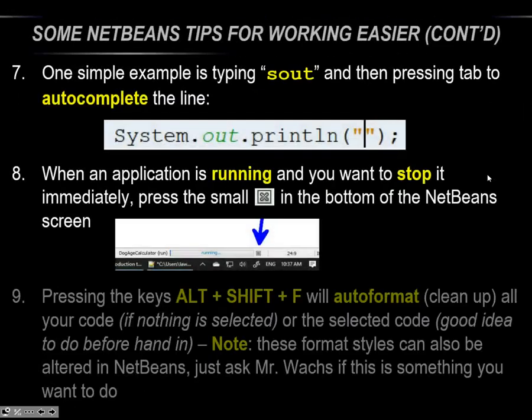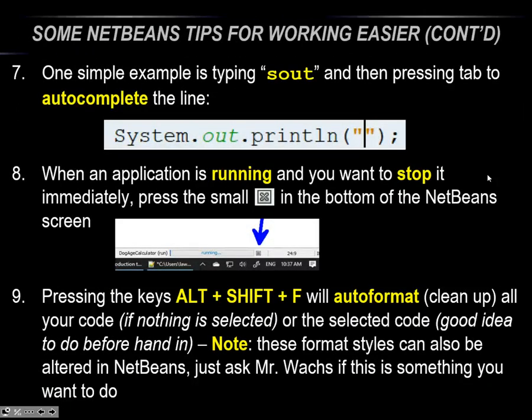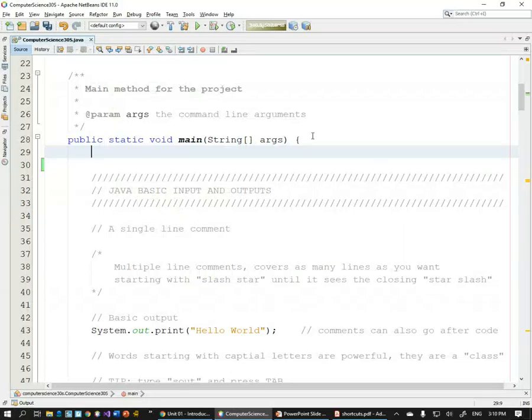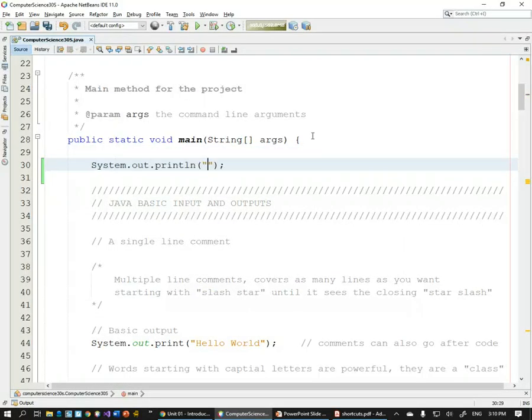Okay, one simple example of that, which was in our previous example, was to type the word S-out, S-O-U-T, and then press the Tab key, which auto-completes a line of code. Just to show you that again once more, S-O-U-T, Tab, and it auto-completes a line of code for you.